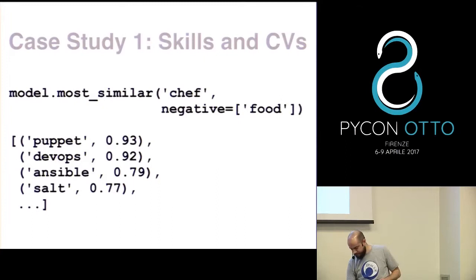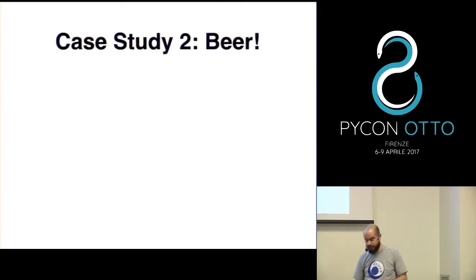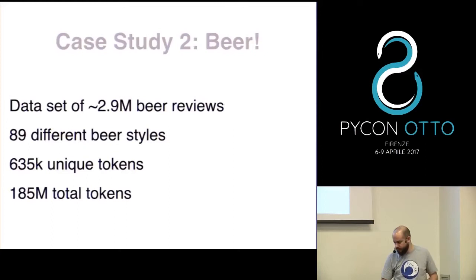Now, on a lighter note, a side project of mine. I like beer, I like data, I like Python, so I did the only reasonable thing to do: I put everything together. There's a data set of beer reviews from Rate Beer, about 3 million. So many beer reviews about many different beers, and there are many different beer styles.